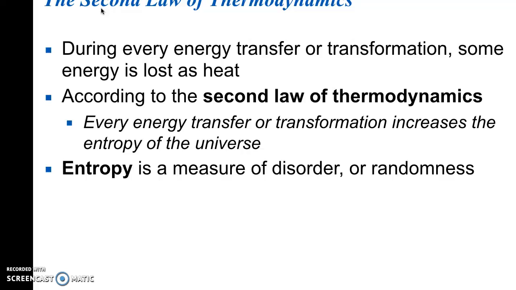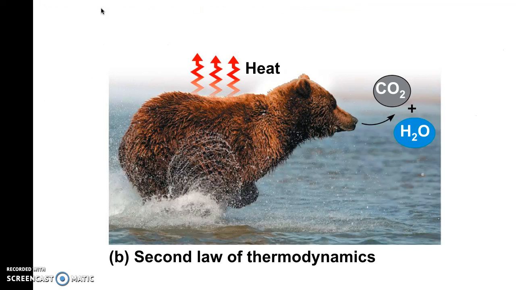The second law is that every energy transfer or transformation increases entropy in the universe. We heard about entropy in the animation. It's just a measure of disorder or randomness. And then the first bullet point is just what I was saying earlier, that energy is lost as heat sometimes. So here's a picture of the bear again.